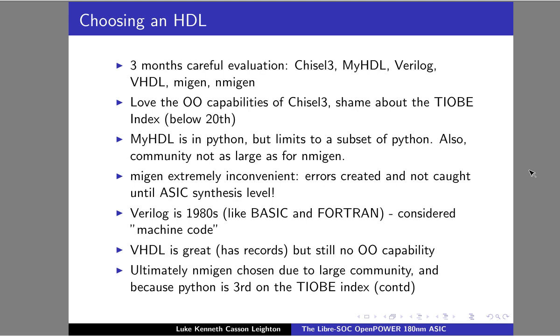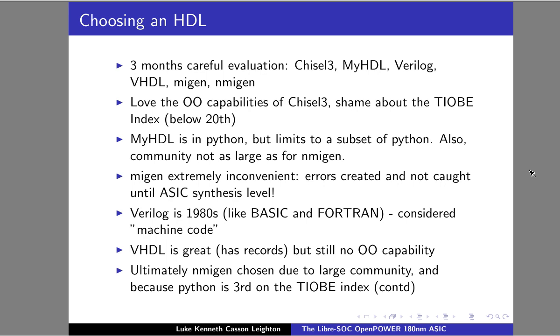VHDL is great. It has records, unlike Verilog. You have to have the proprietary version, SystemVerilog, in order to be able to pass records around as parameters to your modules, whereas in VHDL you can do that. But VHDL still has no object-oriented capability.